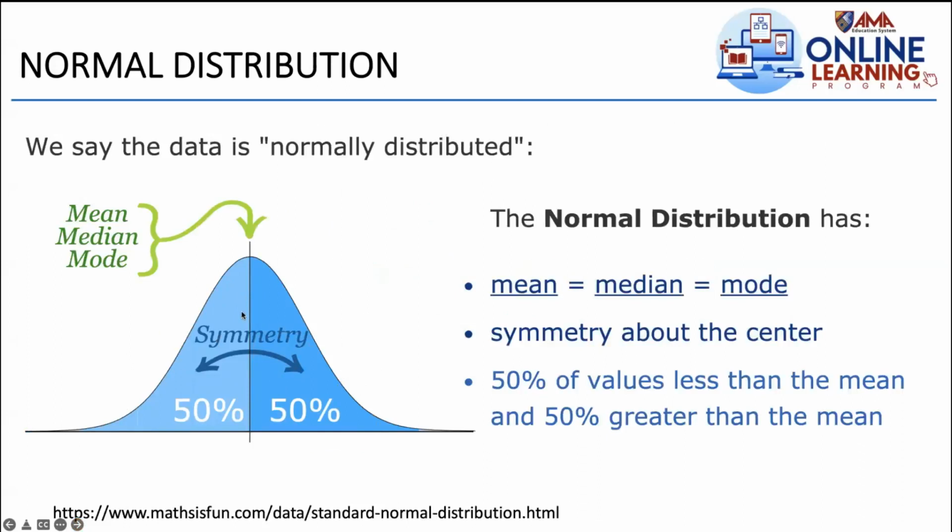The mean, median, and mode are equal, and there is symmetry about the center. 50% of the values are less than the mean, and the other 50% are greater than the mean. So if the mean is 50, for example, expect that 50% of your data values are greater than 50 and the other 50% are less than 50.